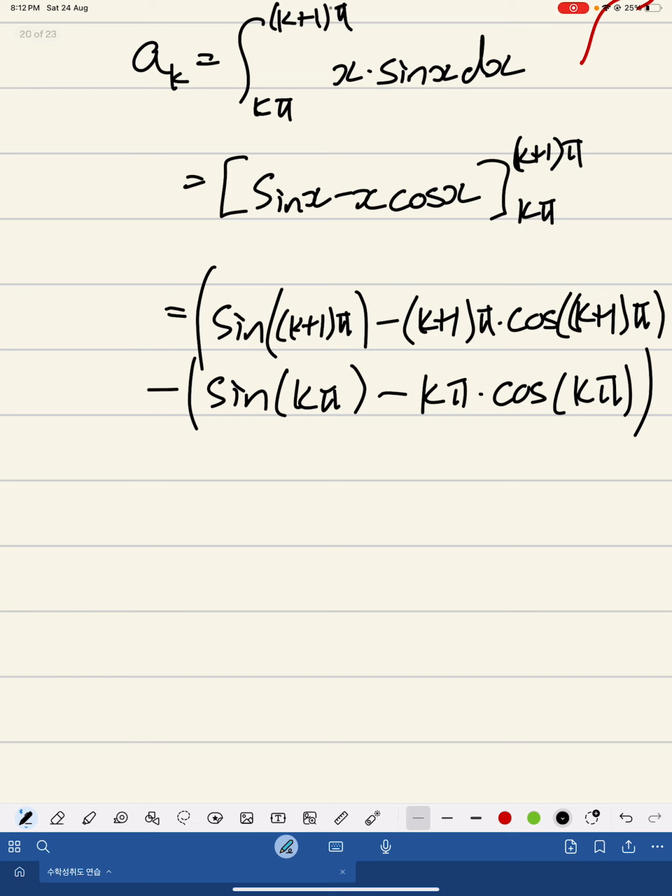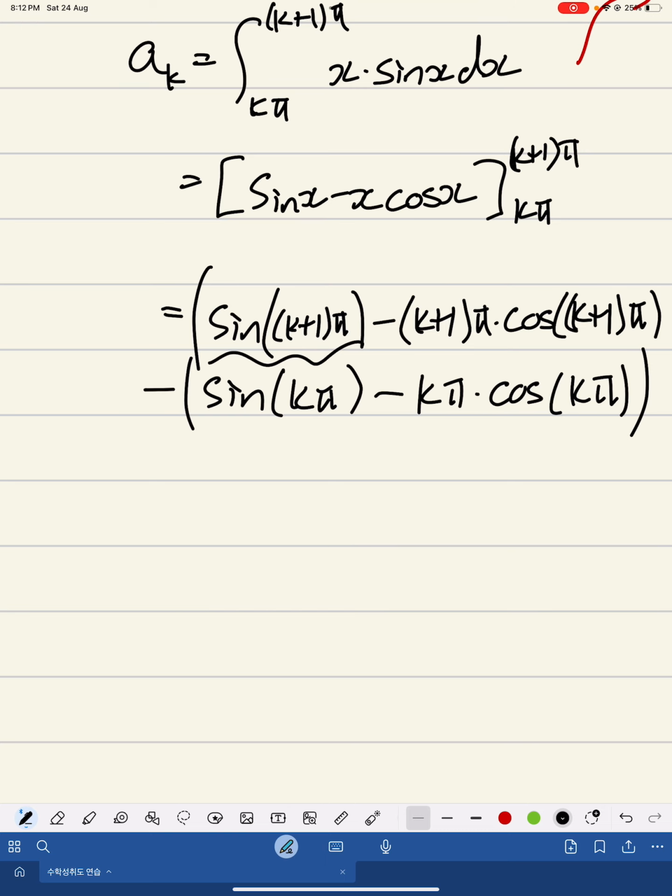Now notice, because k is a positive integer, if we look at the sine function first, sine of (k+1)π, when k is 1, will be sine π. I'll actually write this down. So this would be sine π, sine 2π, and so on. And we know that if the angles are multiples of π, sine is equal to 0. So this all equals 0. Same thing with sine of kπ, because when k is 1, it's sine π, then 2π, 3π, and so on. Sine of integer multiples of π is 0.